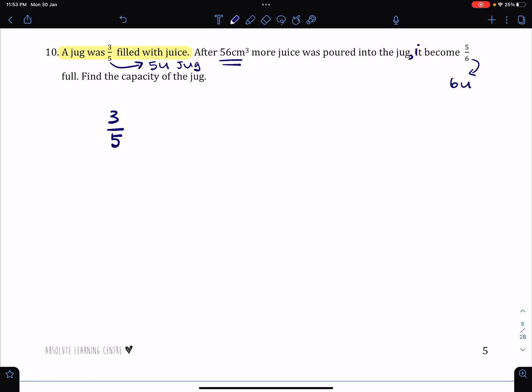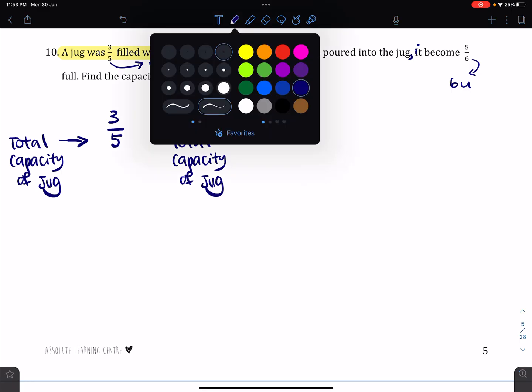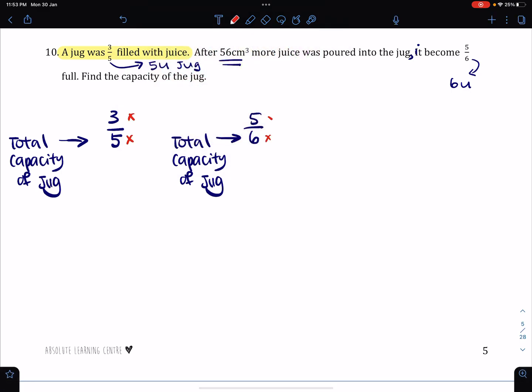You can draw a model for this, but it might get a bit complicated. I will show you how to draw a model, or we can just change the denominator to the same, since you know that both fractions represent the total capacity of the jug. The denominator on both ends will represent the total capacity of the jug. Since they are the same thing, that means we can change the denominator to make them the same.